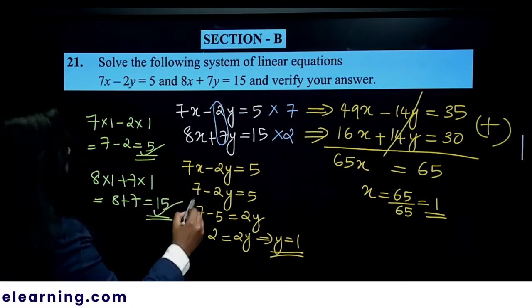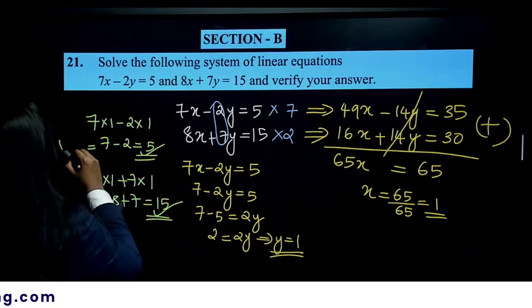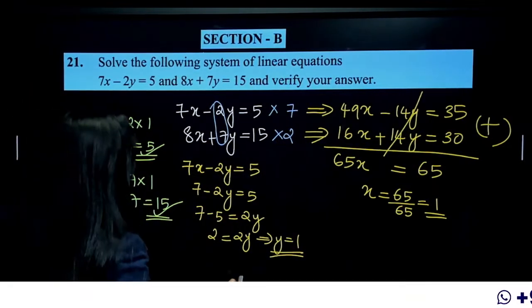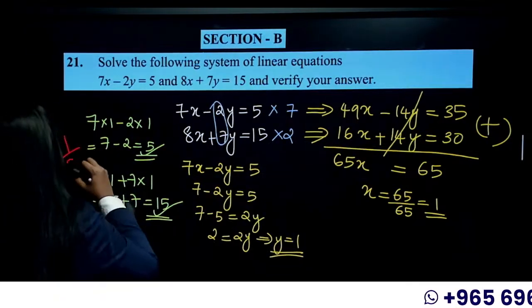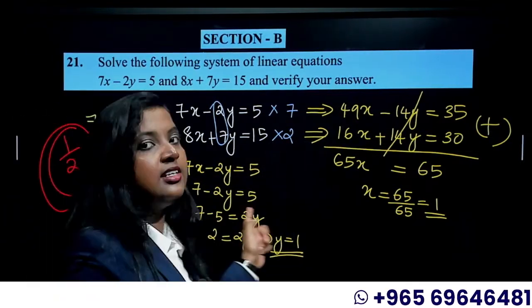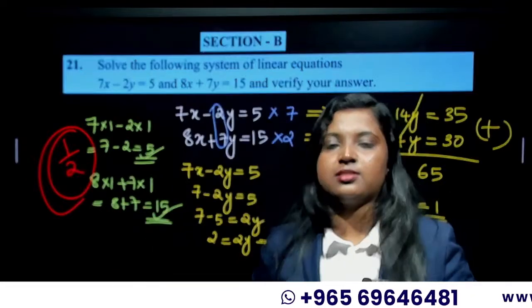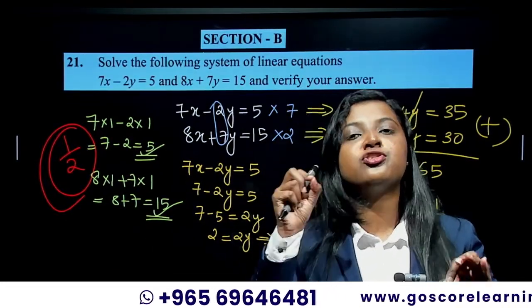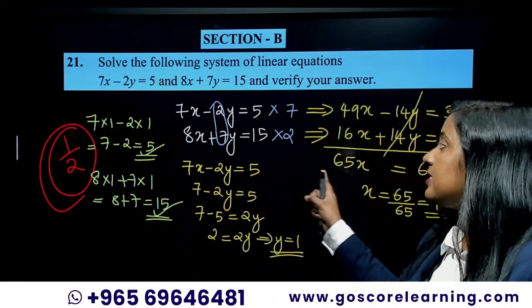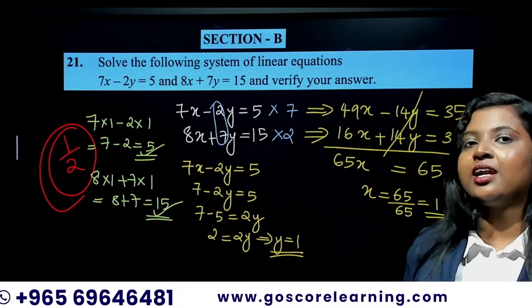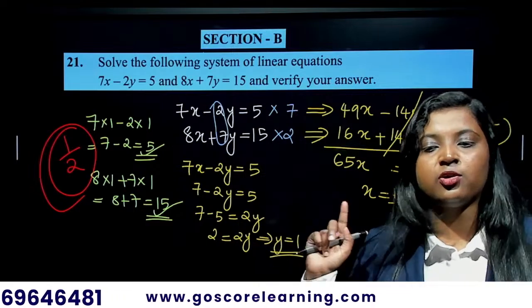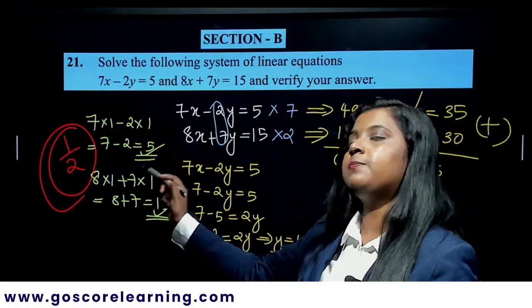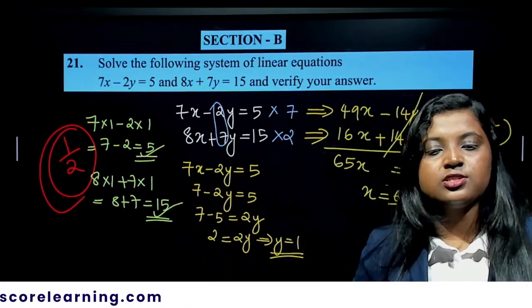For this, you will be getting half marks. I will use a red pen because I want all of you to understand this. Just go through a sample paper and you can see the distribution of marks there. For this much, you will be getting 1.5 marks, and this is a 2-mark question, and the last half mark will be for this verification part. So this is important.